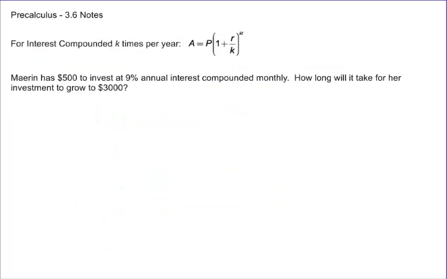Okay, now on to Marin. She's got $500 to invest at 9% annual interest, compounded monthly. How long will it take for her investment to grow to $3,000? Now they've given us a lot of information, but they have not given us our T. And I've got the equation up here for you again. And notice it's exactly like the one we used on our very last example. So let's just go through and label what we know. We know that P is going to be equal to $500. I know that my interest rate is going to be 0.09. I know that the amount that I'm going to receive when I get done with my investing is $3,000.